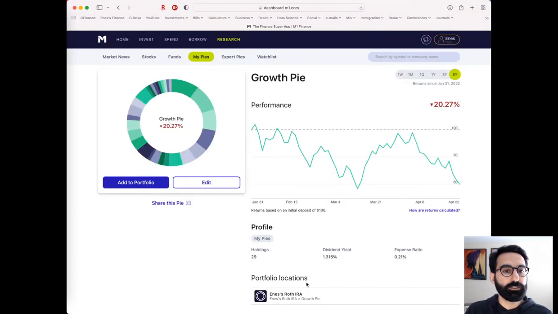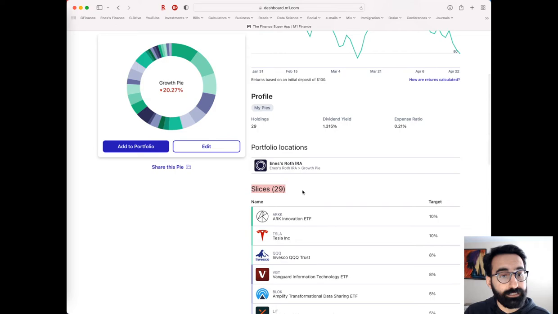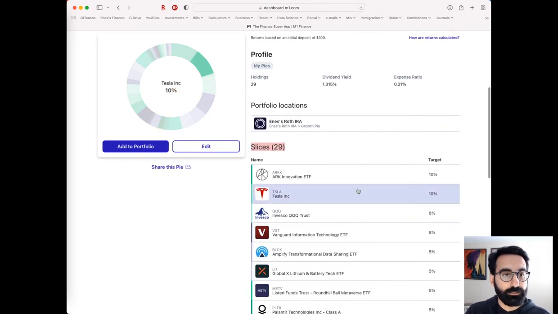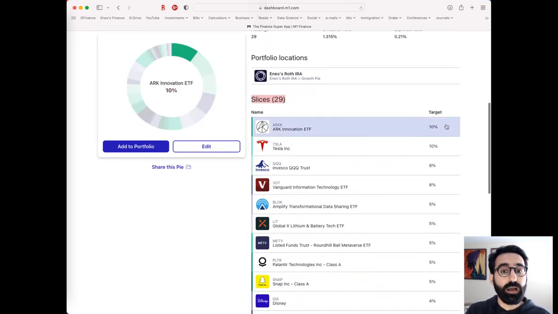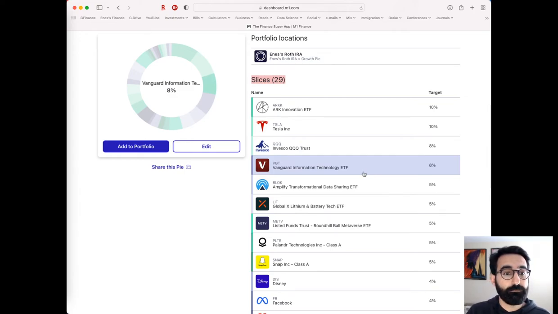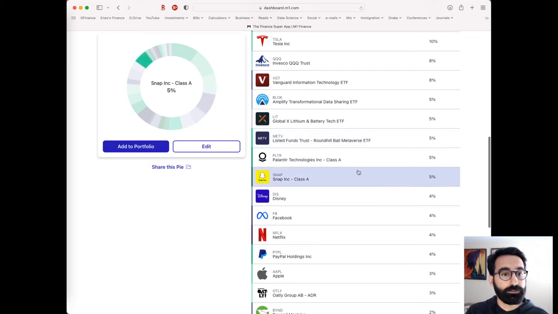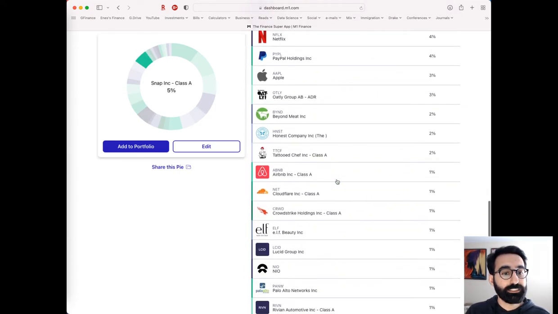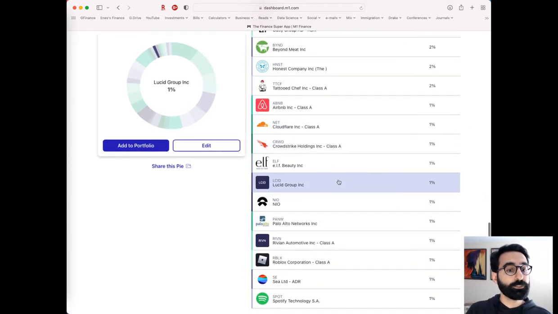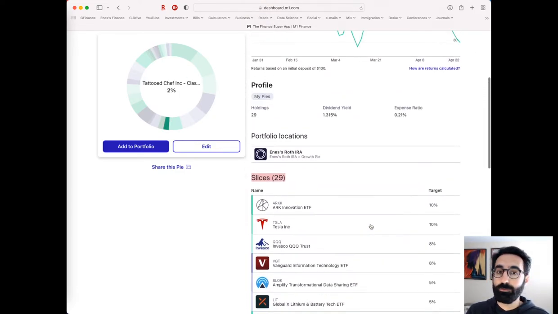Growth pie is where I allocate a lot of my tech stocks, futuristic stocks, and things like that. Currently, I have 29 pieces under that slice, and you can see the target for each of these companies and funds. For instance, QQQ is 8%, VGT, Vanguard Information Technology, 8%, Block, Lit, Metaverse, Palantir, all these specific stocks that I think are going to do well in the future. So I add them to my portfolio and I have full control over it.